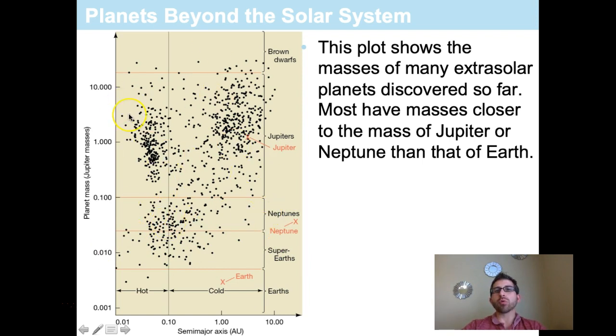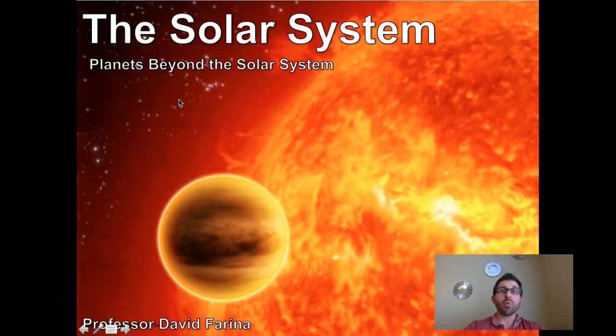Notice there's a lot more Jupiter-like planets, but that's not because they are actually more abundant. It has to do with the discovery techniques we have. The bigger the planet is, the easier it is to spot, and so our data is skewed towards the bigger planets.